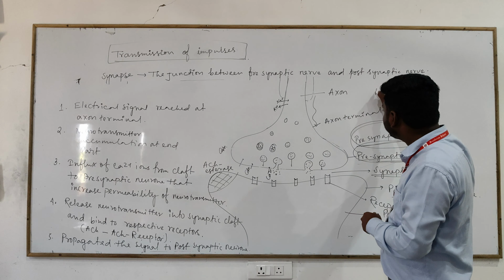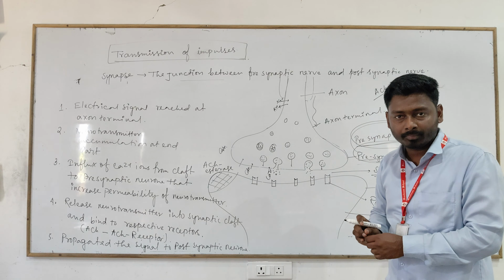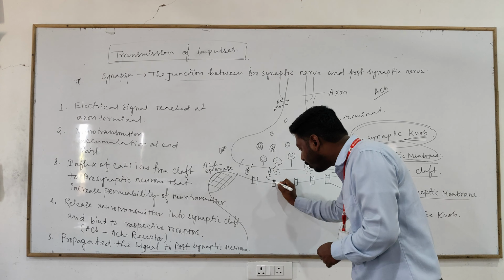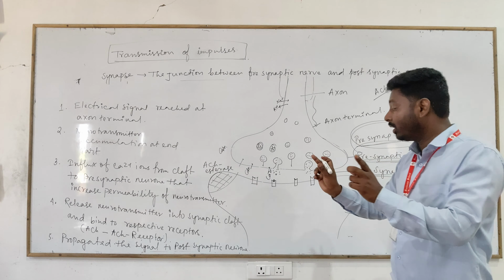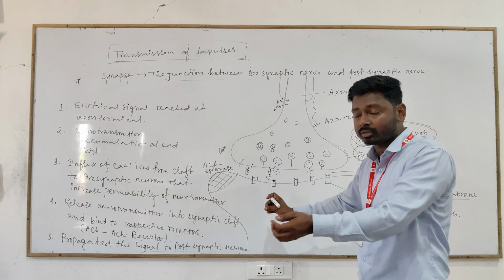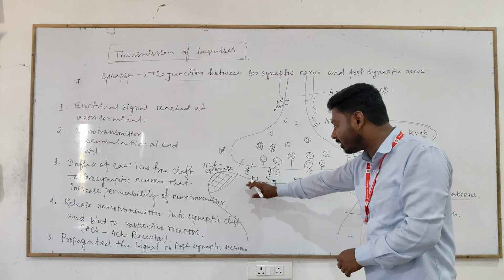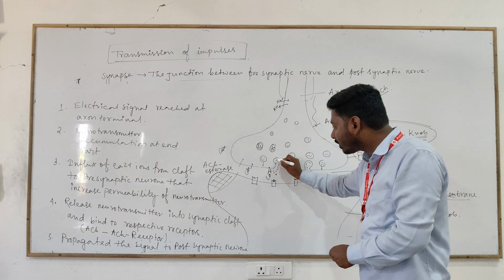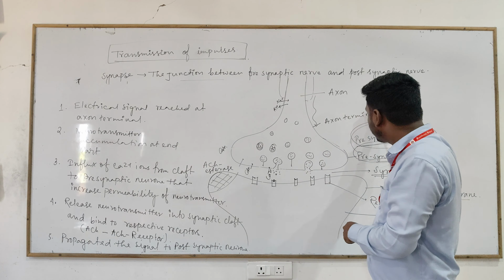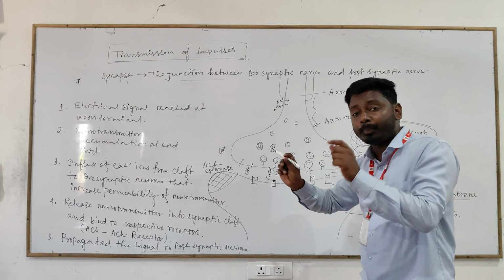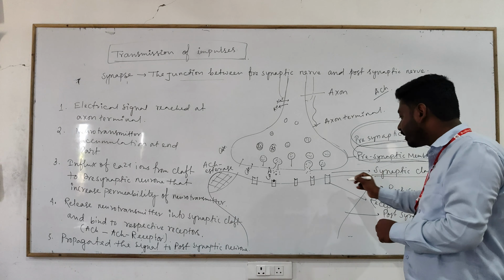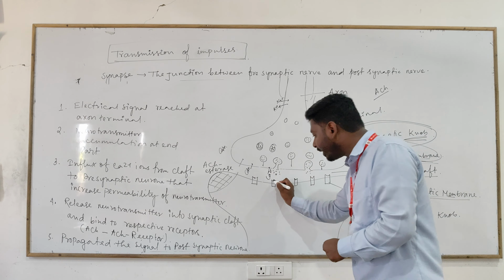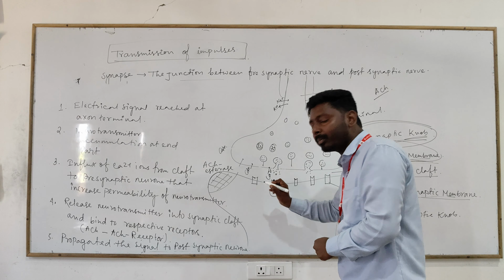Suppose in case of excitatory, that is ACh, acetylcholine. This acetylcholine only plays over the acetylcholine receptor. It cannot play over another kind of receptor, so it is very specific. All kinds of receptors are present in the postsynaptic membrane. So if the neurotransmitter releases acetylcholine, this acetylcholine plays over the acetylcholine receptor in the postsynaptic membrane. So when it plays, it excites the membrane.